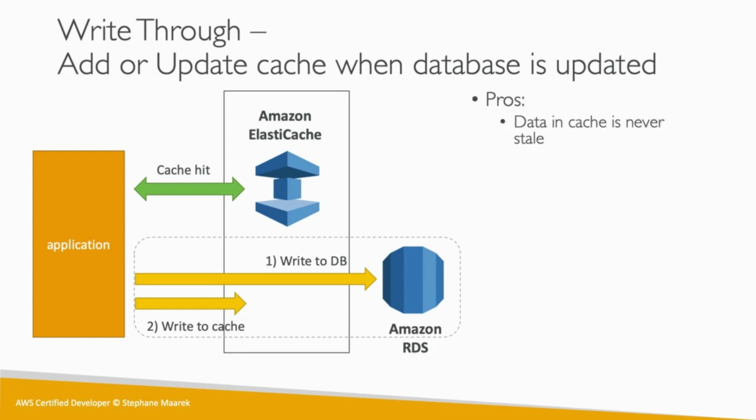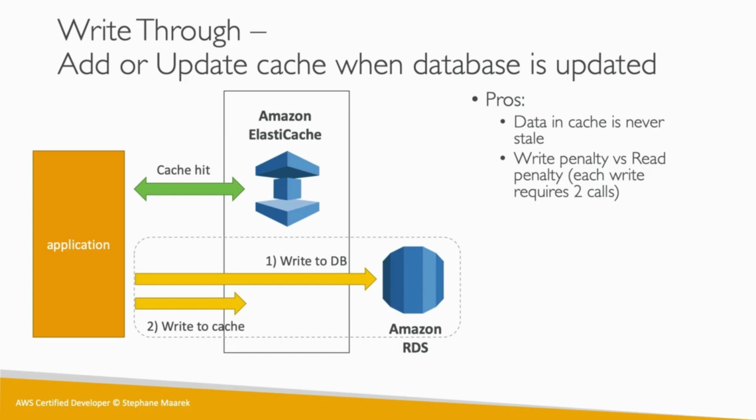So the pros of this is that the data in the cache is never stale. Anytime we write to the database, we should be writing to the cache, and so our database and the cache should be synchronized in some way. There's going to be now a write penalty. Before we had a read penalty in the lazy loading, but now every time we do a write, we have 2 calls that are being made, one to RDS and one to ElastiCache.